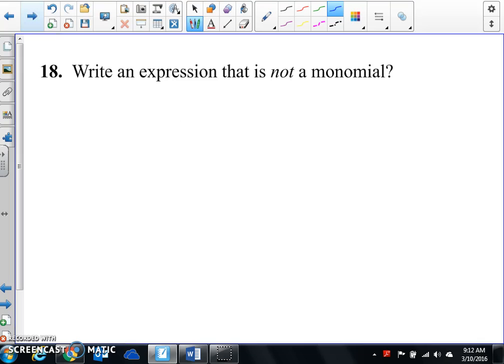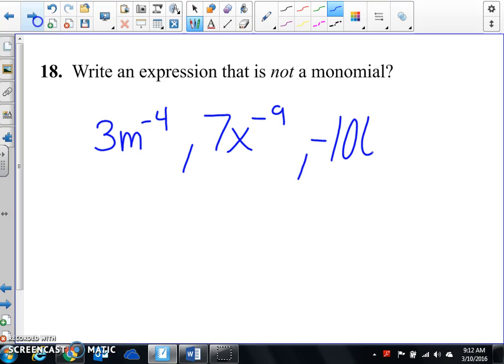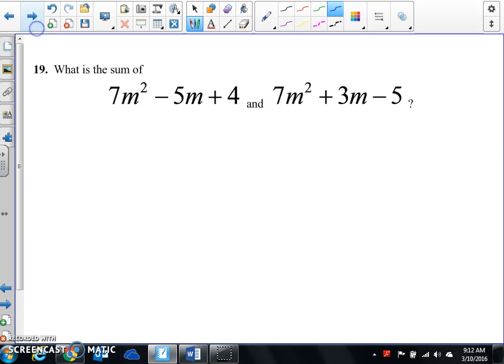Write an expression that is not a monomial. In general, anything with a negative exponent is not a monomial. So 3m to the negative 4, 7x to the negative 9, negative 100x to the negative first, whatever. Anything with a negative exponent is not a monomial.